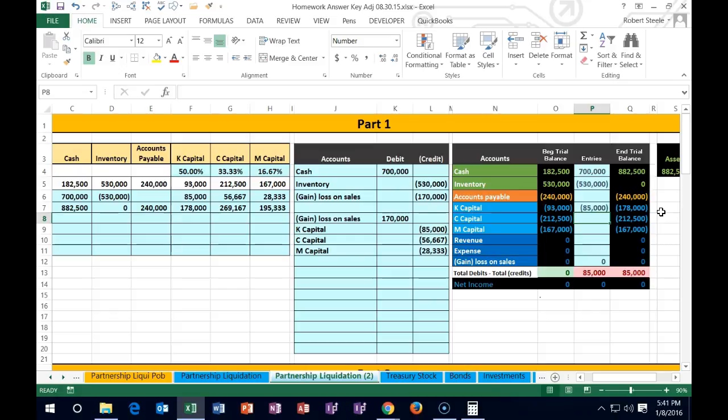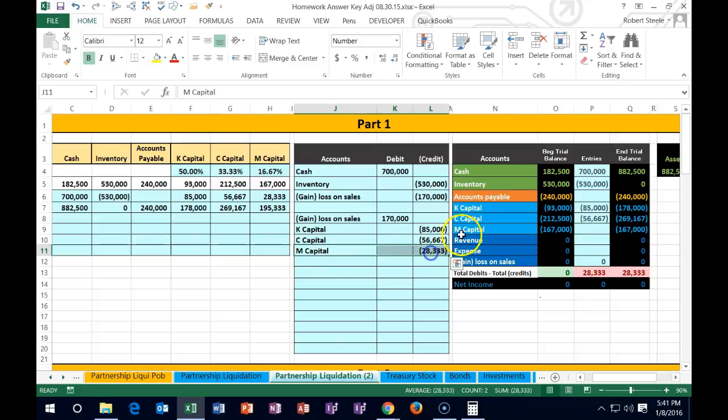Then we're going to go to P8. Same thing. We're going to say this equals, and we're going to post this to C's capital account, the number 56667. That's a credit. This is a credit. It's going to make the credit go up in the credit direction. And then we're going to do this one more time.